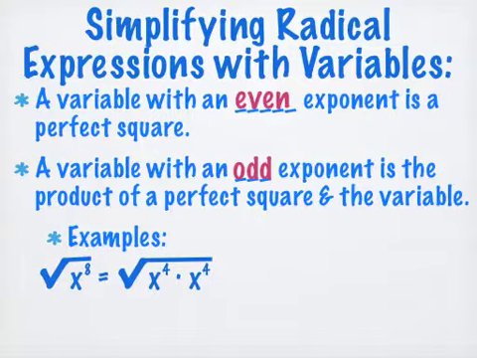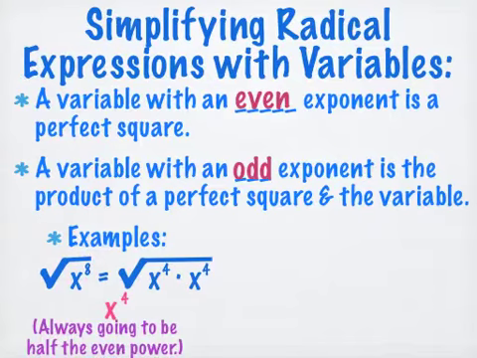Well, remember, if you're taking the square root of a number times itself, it's just going to be that number. So my answer would be x to the 4th. Something that I really quickly want to tell you is that if you are taking the square root of a variable to a positive even exponent, your answer is always going to be half of the power. So here I was taking the square root of x to the 8th. The square root of x to the 8th is going to be x to the 4th, which 4 is half of 8.